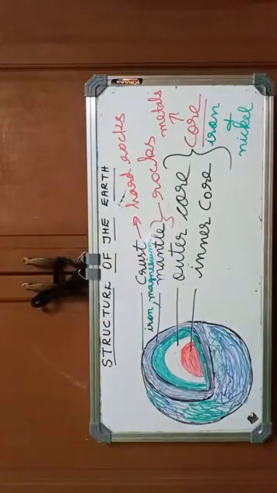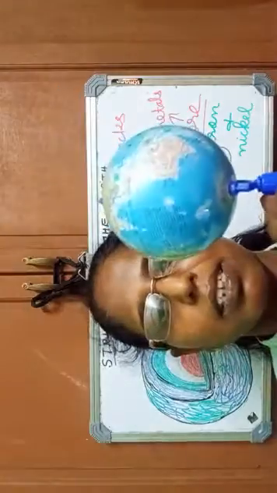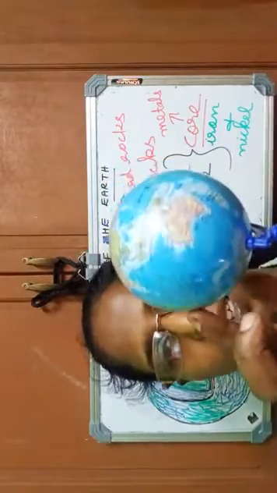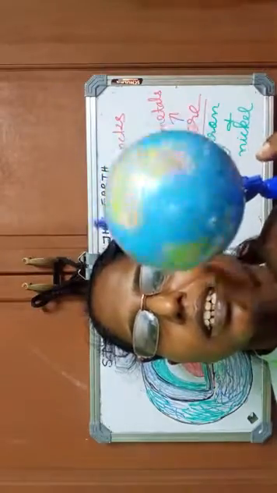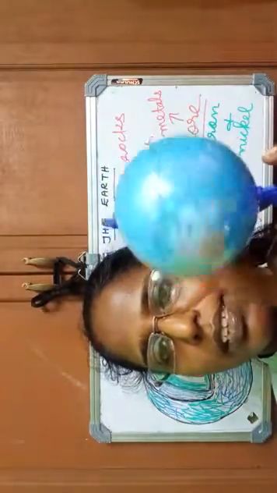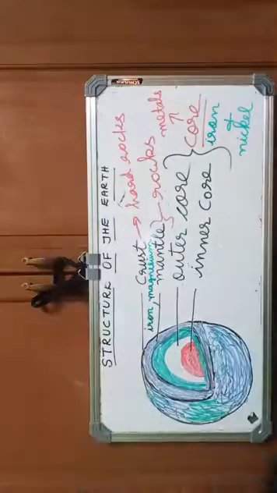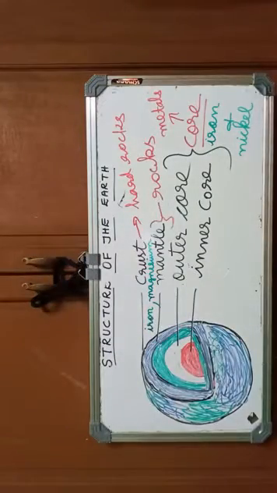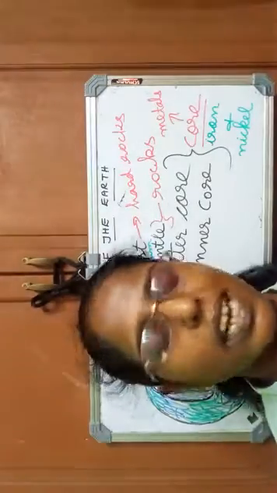And see, this is an imaginary axis and it moves like this. This is rotation. This is rotation. Okay, and this is rotation. Then rotation causes what? Day and night.